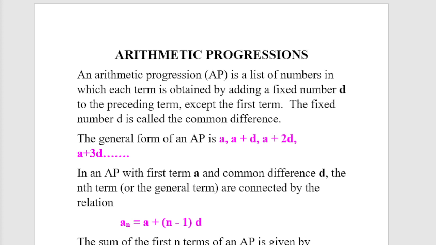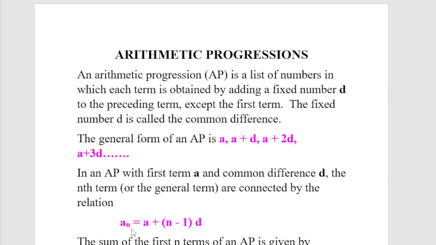Here the first term is a and the common difference is d, and n is the number of terms, and the general term is denoted by the nth term. a and d are connected by the relation a_n equal to a plus (n minus 1) into d. This is the general relation between the common difference d, the first term a and the nth term.